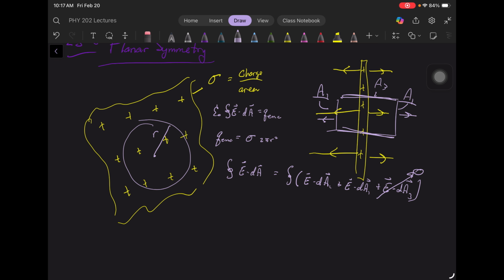And so we get this left-hand side is going to become, well, the dot products are going to be parallel, and so this goes to EA, and so we have the integral of 2E dA. Let's go ahead and pull out a 2E, and this is equal to 2E times the integral dA, which is equal to 2E times A.